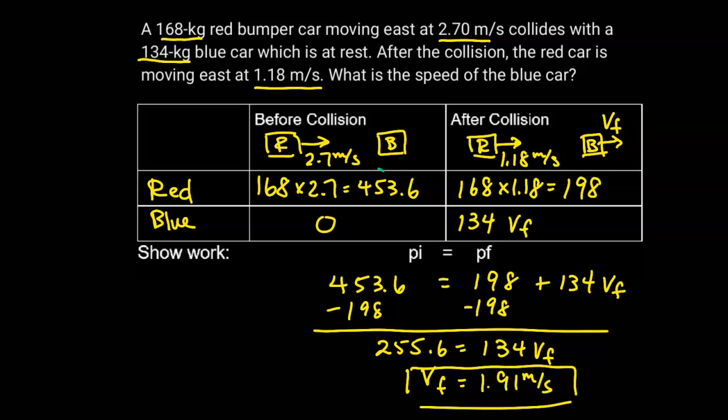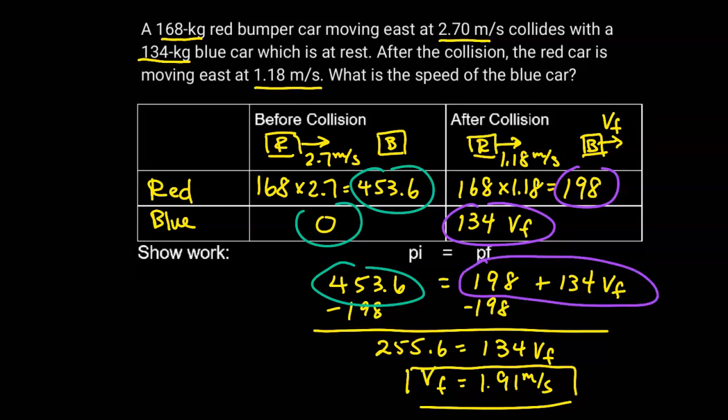Okay, so what we did here was we first calculated the momentum of the red car and the blue car before the collision. We added those numbers up and we got this number. And on the right hand side, we calculated the momentum of the red car after the collision, and then the blue cart. We added those two numbers up and we got this right here, and we're solving for VF, and we get 1.91 meters per second.